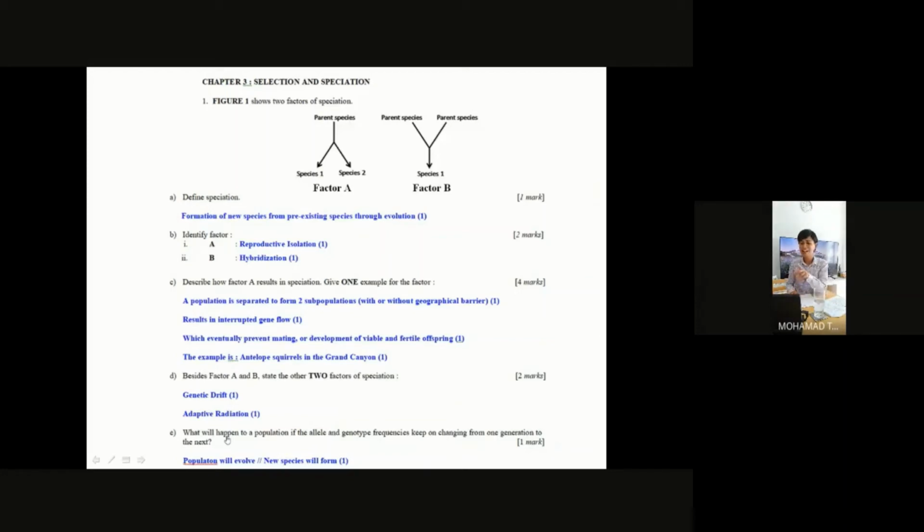But the question clearly states that in a population, the allele and genotype frequency keep changing from one generation to the next generation. So meaning the population must have disobeyed at least one of the Hardy-Weinberg assumptions. If a population disobeys any of the Hardy-Weinberg assumptions, the population is no longer in equilibrium, or in other words, the population will start to evolve, and through evolution, new species will arise, because that is the very definition of speciation. So there are 2 options given there. You can say the population will evolve, or you can say new species will form. So 1 mark.